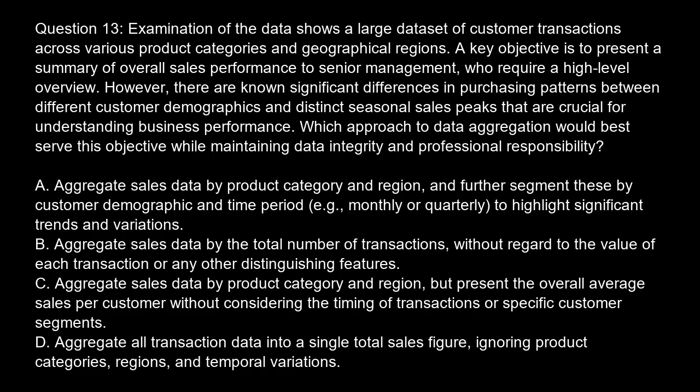Option A. Aggregate sales data by product category and region, and further segment these by customer demographic and time period, e.g., monthly or quarterly, to highlight significant trends and variations. Option B. Aggregate sales data by the total number of transactions, without regard to the value of each transaction or any other distinguishing features. Option C. Aggregate sales data by product category and region, but present the overall average sales per customer without considering the timing of transactions or specific customer segments. Option D. Aggregate all transaction data into a single total sales figure, ignoring product categories, regions, and temporal variations.